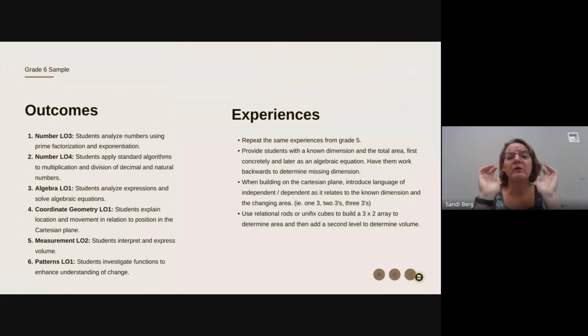I can look at 1 by 3, 2 by 3, 3 by 3. I can use relational rods or Unifix cubes to build a 3x2 array to determine the area. And then I can add a second level to determine volume. So volume can be just slipped in there by building upwards and exploring that idea as well.